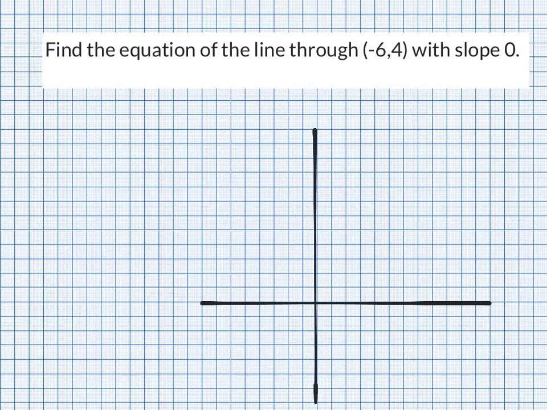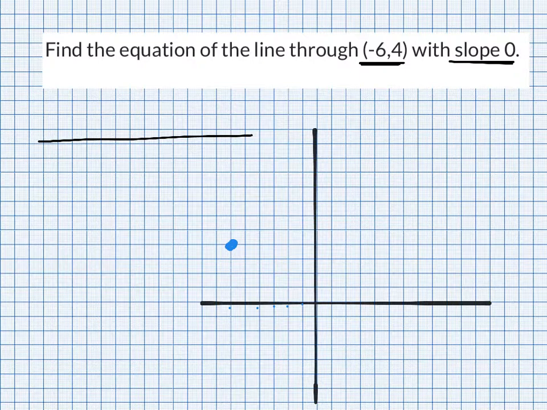Okay, find the equation of the line through -6, 4 with slope 0. So what does slope 0 mean? Well, a line with slope 0 is just a horizontal line. So let's put on my point and then do it without even using the formula. -6, 1, 2, 3, 4, 5, 6, and up 4. There we are, there's my point. So the line through that point with slope 0 is going to look like this.